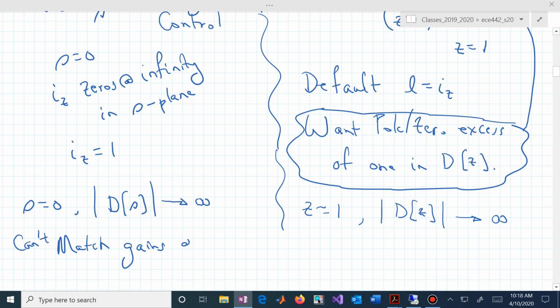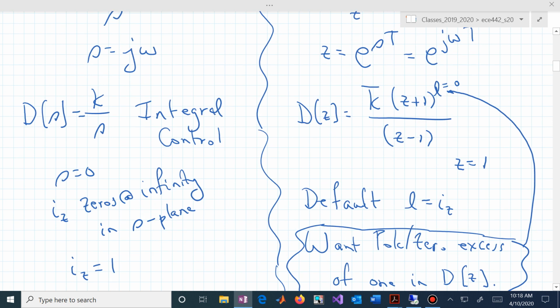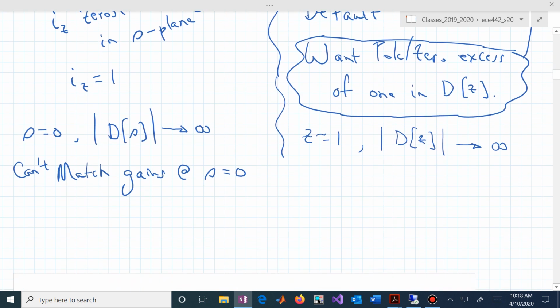So we can't match gains at s equal to 0. And you're going to find that for different structures of S-domain transfer functions, in this case an integral control, you can't match at DC because the gain is infinite there. So where do you match? Well, here you might just pick a convenient value of frequency omega. And depending on your system, in this case, it's k over s, so let's just let omega equal to 1.